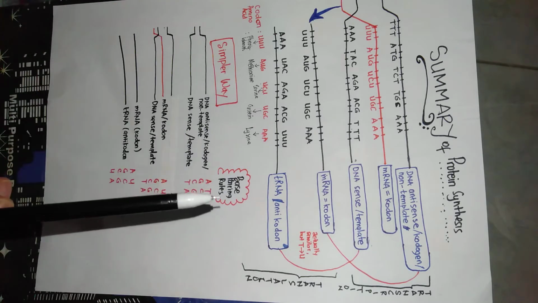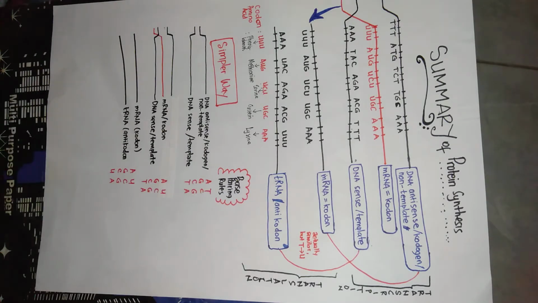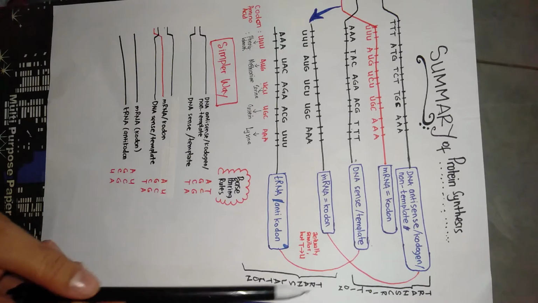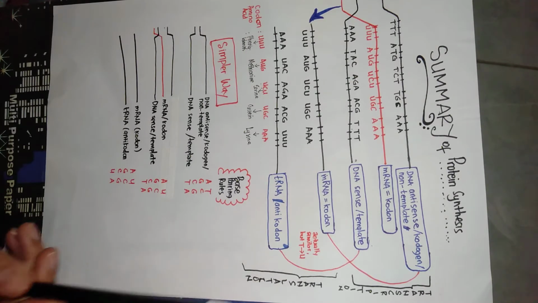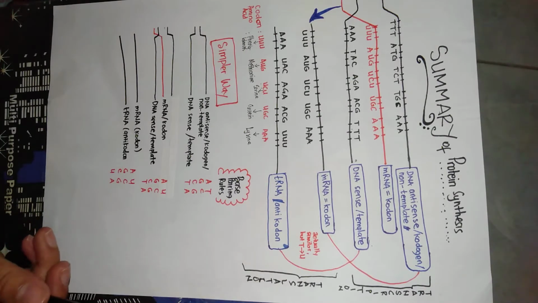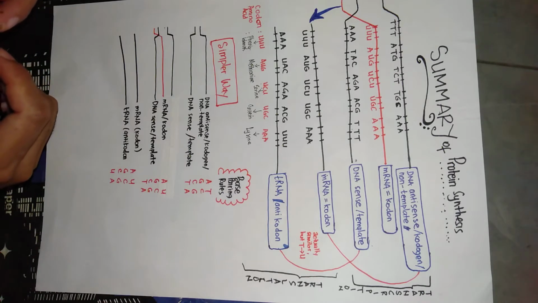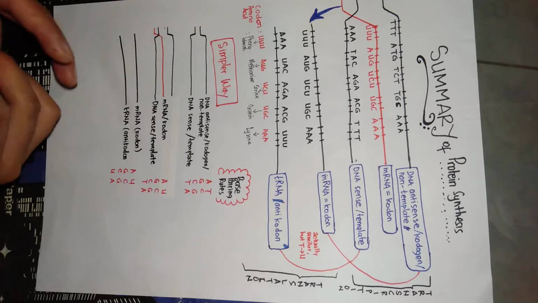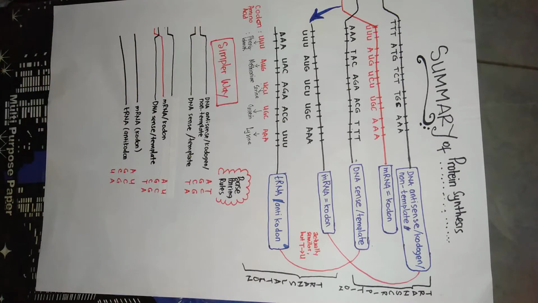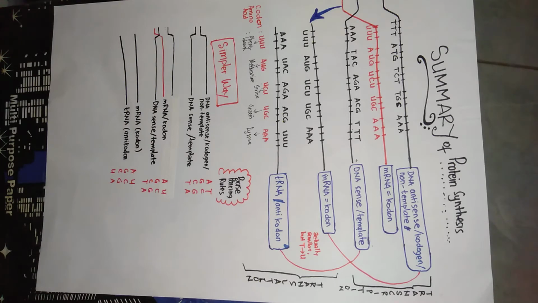And then the translation is the process of converting the code in the mRNA into protein. It is called the translation process, and it takes place in the ribosome. So the formation of proteins is in the ribosome. Okay, so now let's check it out.